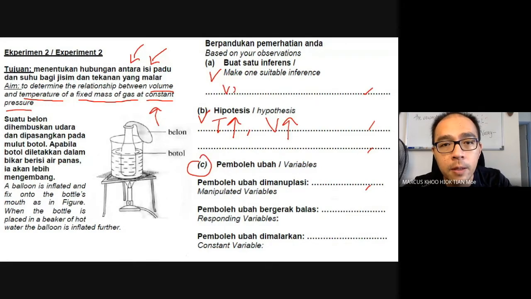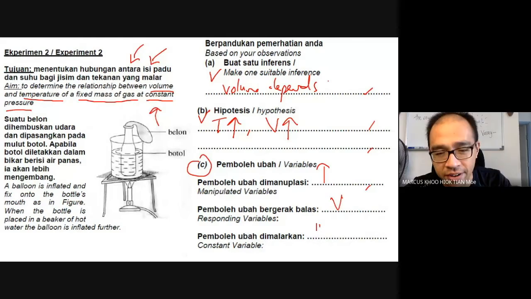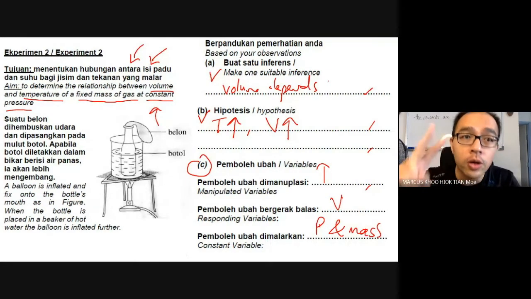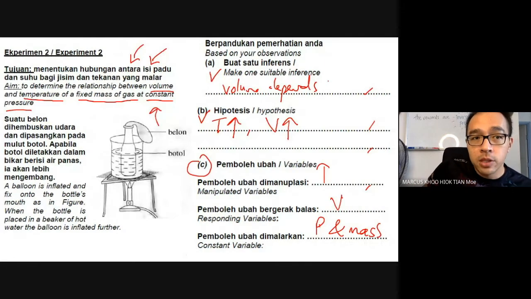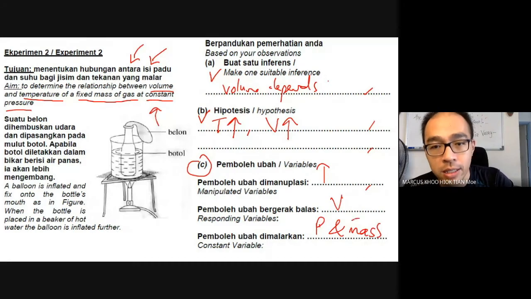Steffi? Temperature, volume, and the pressure and the mass. Very good. Okay, pressure and mass. There are always two constant variables when it comes to gas laws, and always the mass is one of them. Okay, pressure of gas and the mass of gas. So volume depends on temperature.